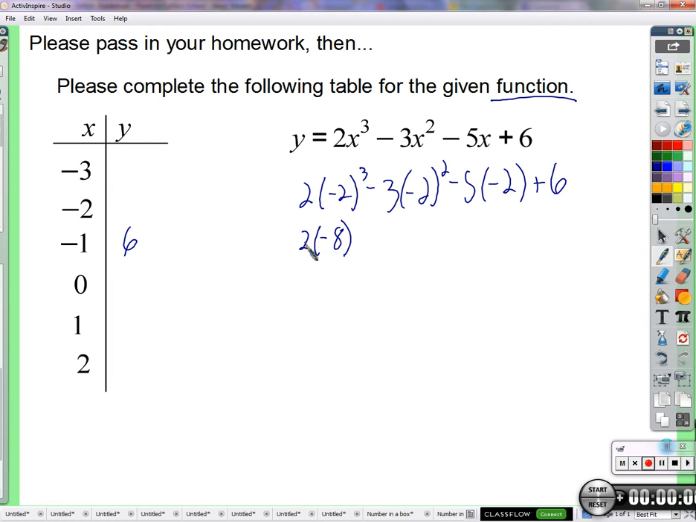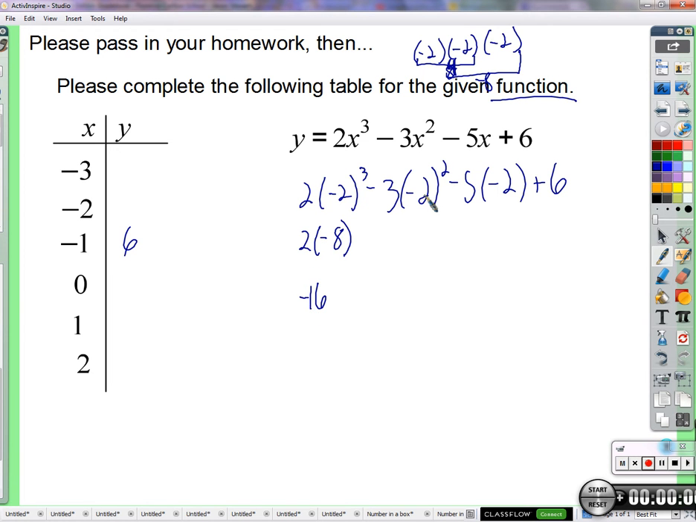Right, but this is positive. So it's negative 16. Positive times negative is negative. Wait, we already did the third power. We used the third power there on the negative 2. Negative 2 times negative 2 times negative 2. This is positive 4. And then positive 4 times negative 2 is negative 8. Third power, done, we did it. We raised negative 2 to the third power. Now we multiply that result by 2, we get negative 16.